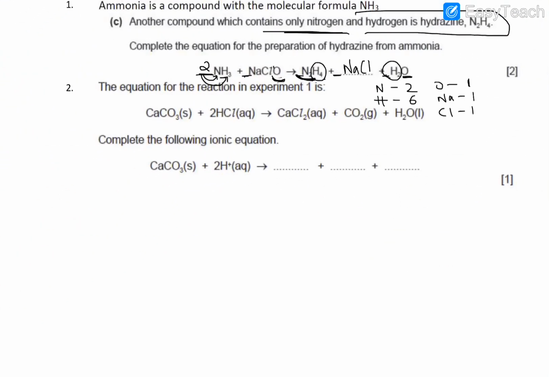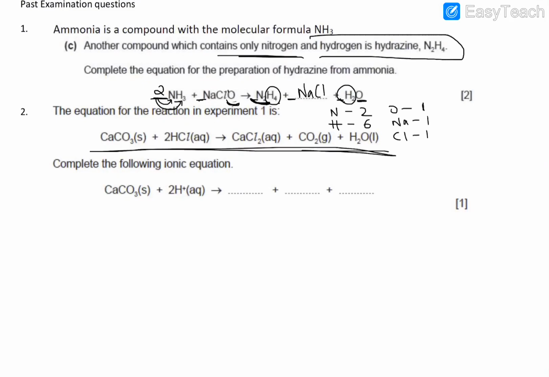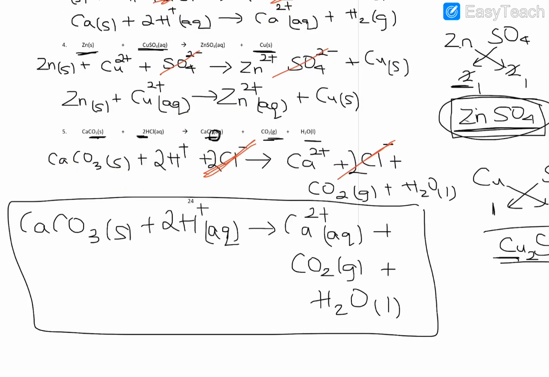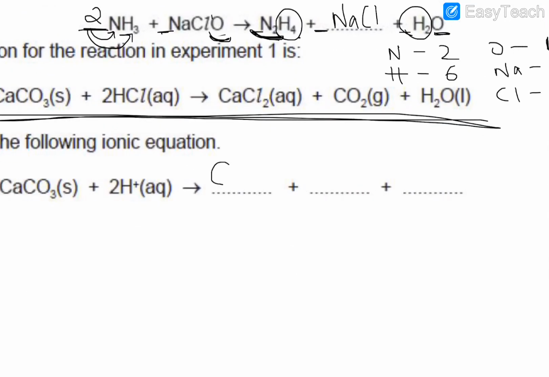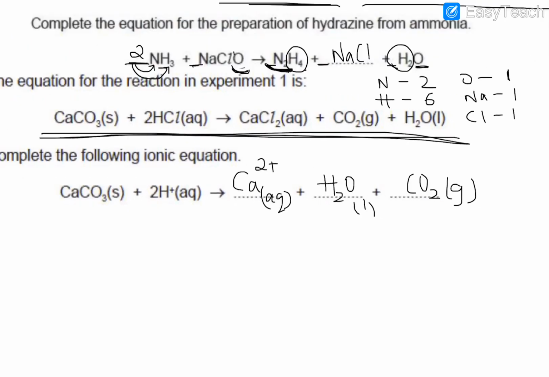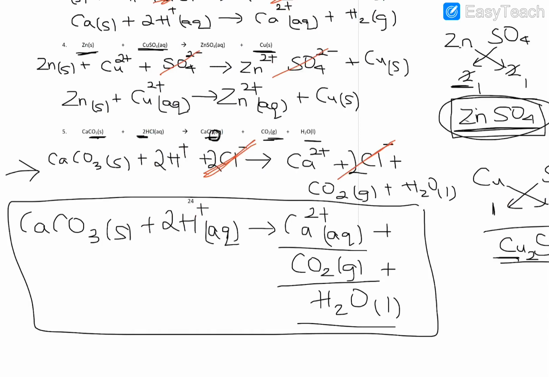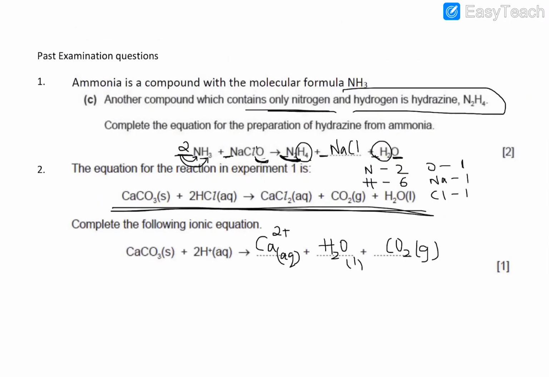And here, complete the following ionic equation. So this is the equation, and from this you have to get the ionic equation. So it's basically this ionic equation, and the products are Ca2 plus, CO2 gas and H2O liquid, we just have to fill that up. So Ca2 plus aqueous, H2O liquid, and CO2 gas. Actually, for this past exam paper question, you would need to work out the ionic equation and then fill up the blanks with the products. So this is what we did. So that's it.